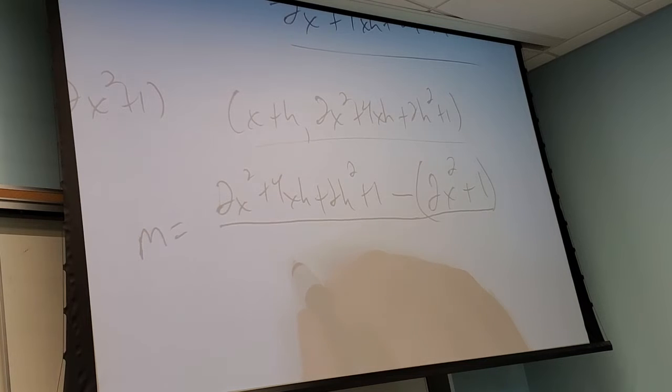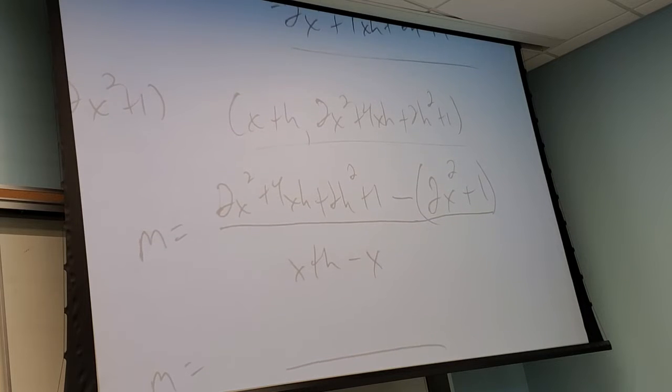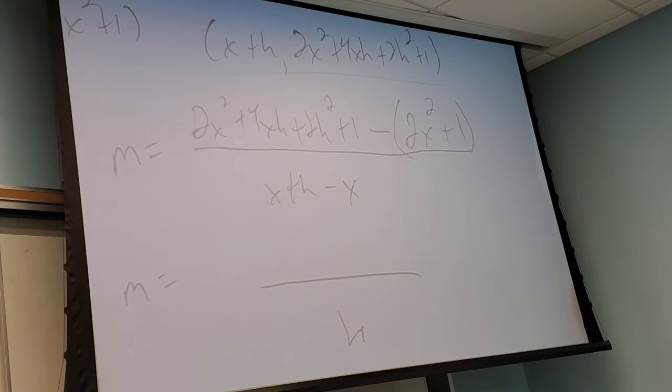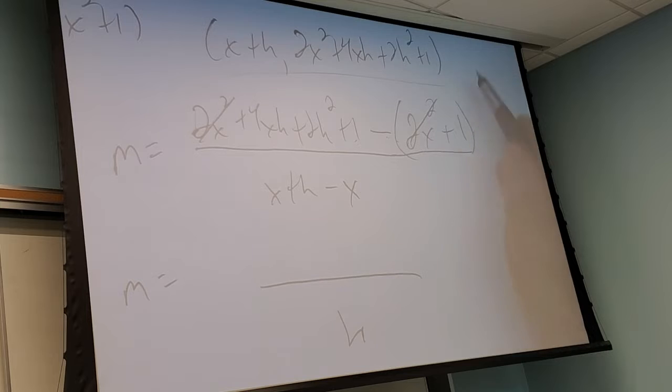What's x2? x plus h. And what's x1? x. That bottom looks cool. Let me do the bottom. All right, I did half of it. Sorry. On the top, what happens? The top looks really cool too. What happens on the top? 2x squared minus 2x squared. Gone. 1 minus 1. Gone. So what's left?